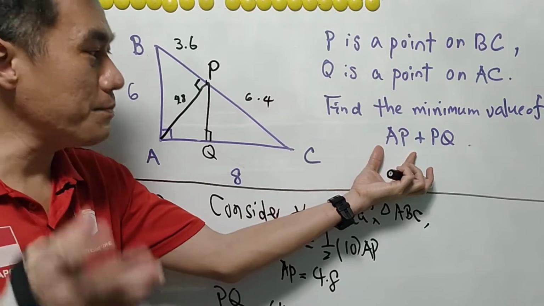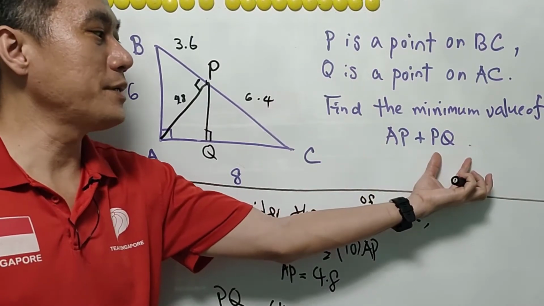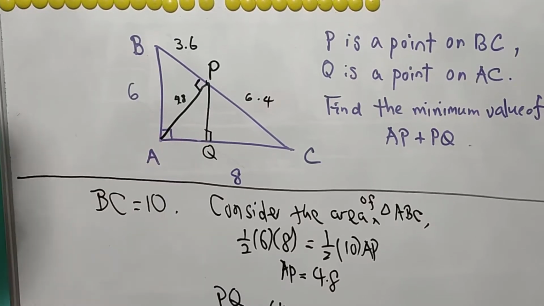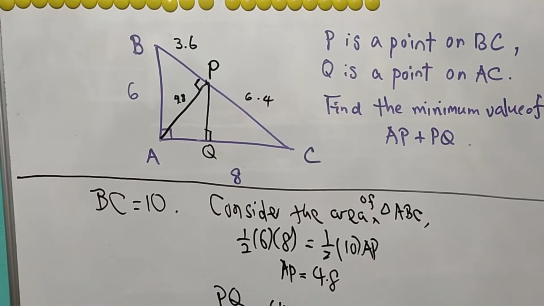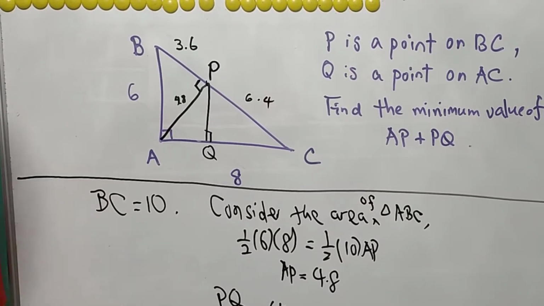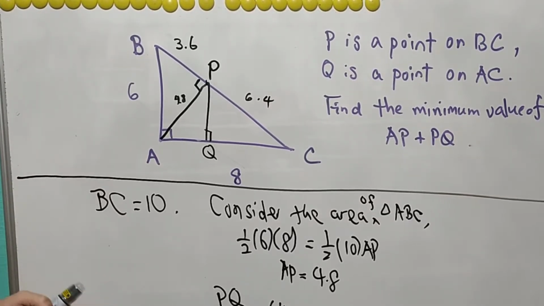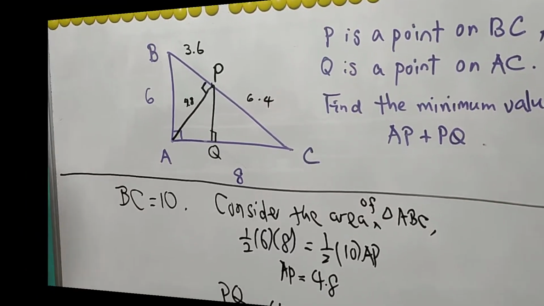The best for AP plus the best for PQ doesn't mean that it is the best overall. And this is one example. Okay, so how are we going to do this? Well, we can use two different ways, and today we discuss one of them. To get the answer for this, we can simply use the idea of reflection.